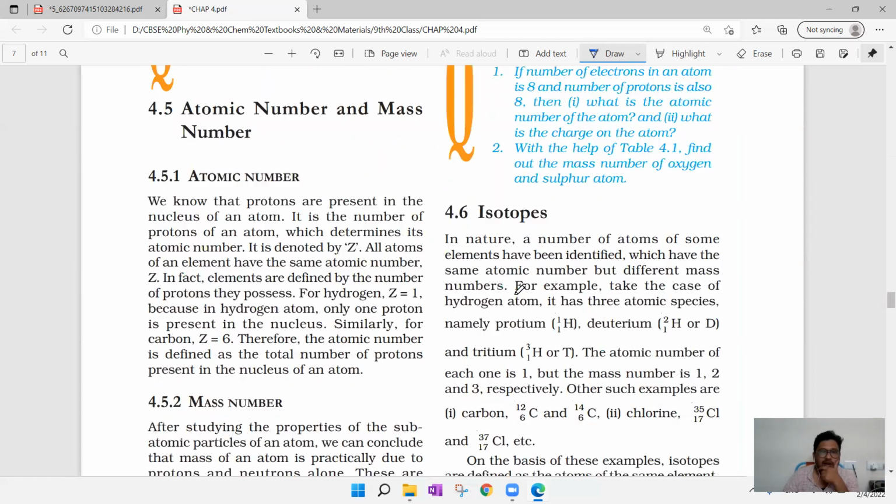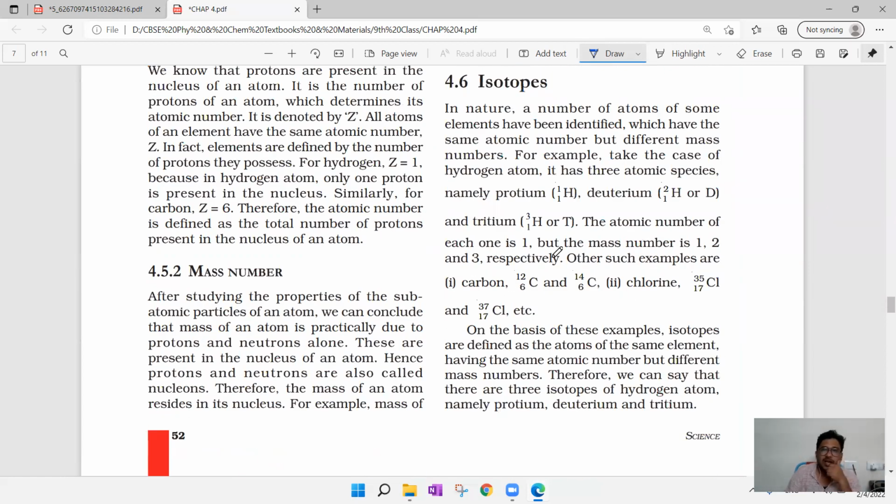Atomic number, okay, isotopes. Here also we have discussed hydrogen isotopes, na? H11, H12, H13. Not only that, we can find carbon 612, and here carbon 614. So same atomic number but different mass number. Here we have chlorine 1735, and another chlorine 1737. Masses are different, same atomic numbers, same symbols.